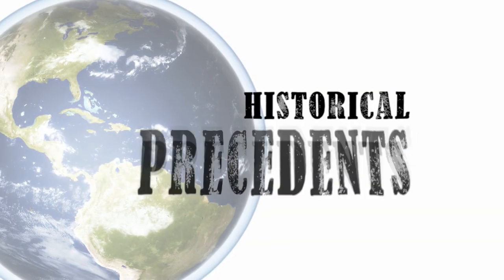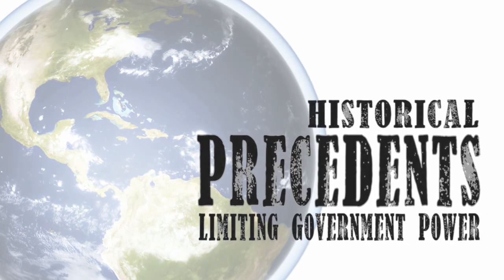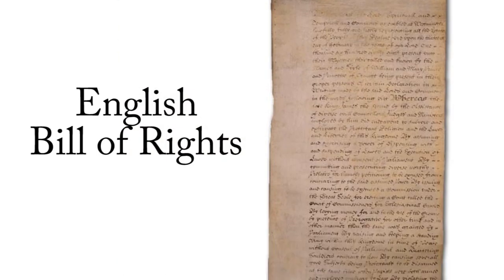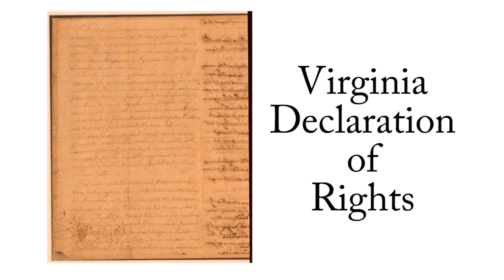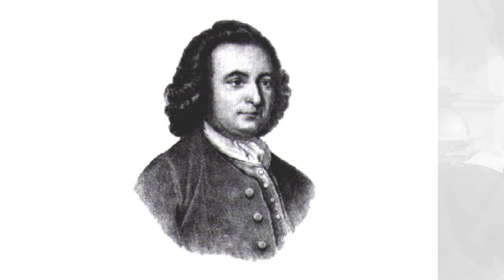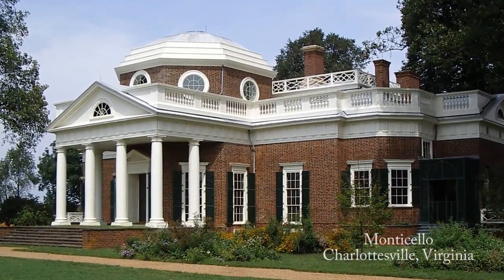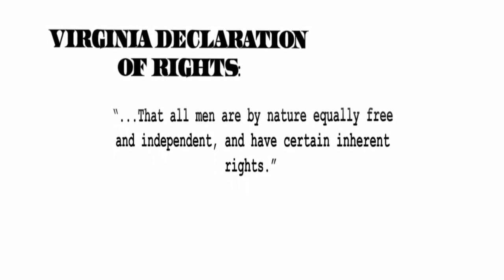There were also a few historical precedents established by other documents limiting the powers of government. Examples of these include the Magna Carta of 1215, the English Bill of Rights of 1689, and the Virginia Declaration of Rights in 1776, written by revolutionary George Mason with help from James Madison. The Virginia Declaration became a framework for more than just the Bill of Rights. Its opening words state that all men are by nature equally free and independent and have certain inherent rights. This phrase became the basis for the Declaration of Independence.